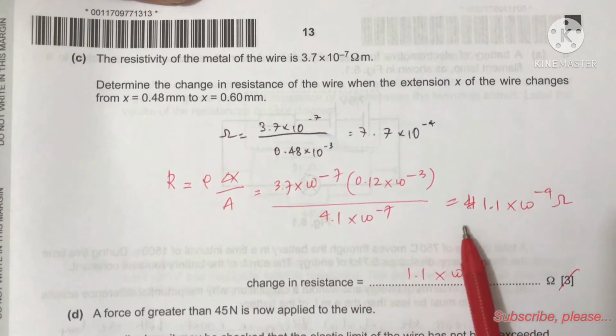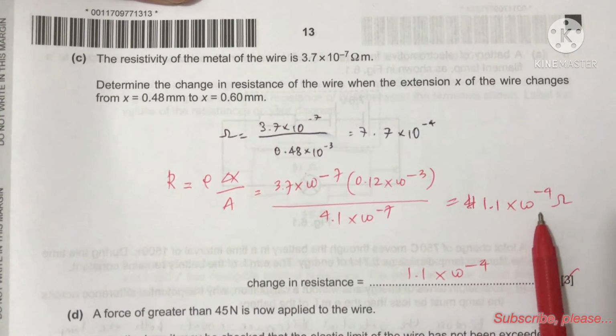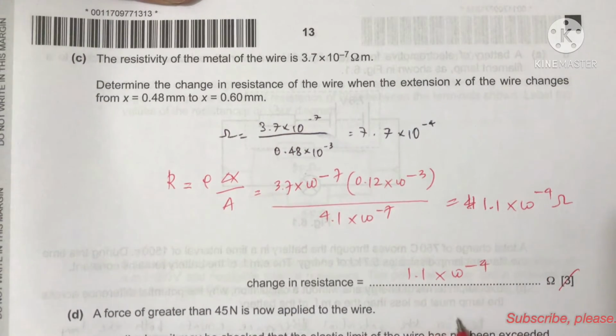After we calculate, this equals 1.1 times 10 power minus 4 ohm meter. So the correct answer is this one, 1.1 times 10 power minus 4. So the student's answer is not correct, so they don't get a score.